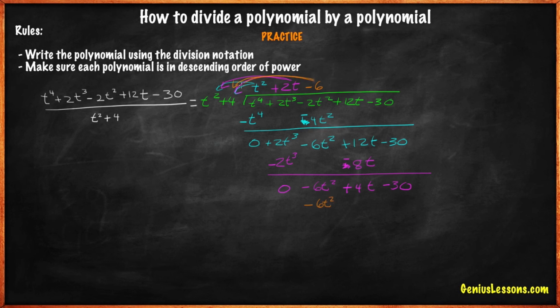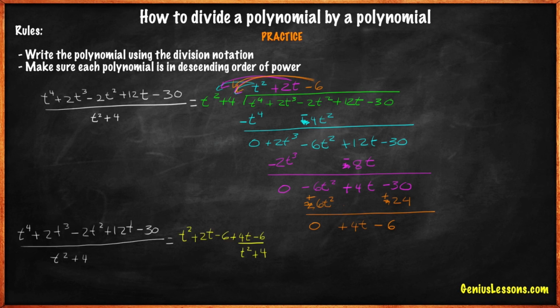Negative 6 times 4 equals negative 24. Notice that we write negative 24 under negative 30. Change the signs and add them. Negative 6t squared plus 6t squared equals 0. Negative 30 plus 24 equals negative 6. What times t squared will equal 4t? Nothing, since t squared has a bigger power. So the answer is t squared plus 2t minus 6 plus 4t minus 6 over t squared plus 4.